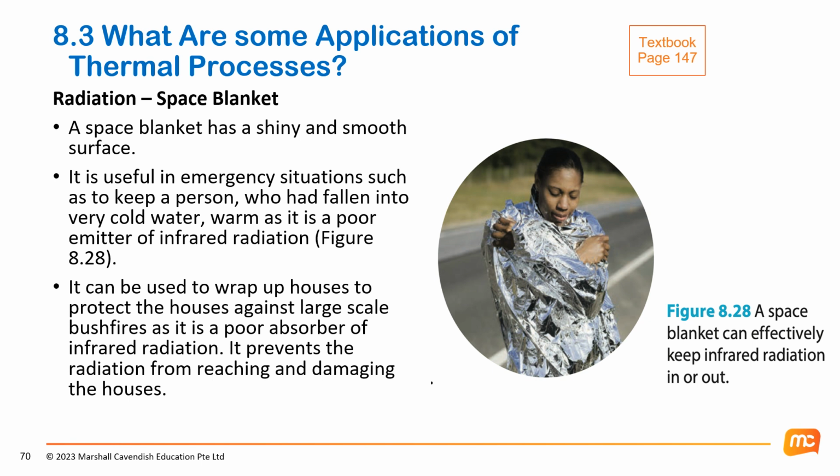Besides people, you can also use this to protect houses against bushfires because it is a poor absorber of infrared radiation as well. But in this case, the heat transfer is from the fire to the house and you still want to slow it down. So that is why you can use something shiny and smooth as a poor absorber of radiation to ensure that the transfer of heat from the fire to the house is minimized as much as possible.